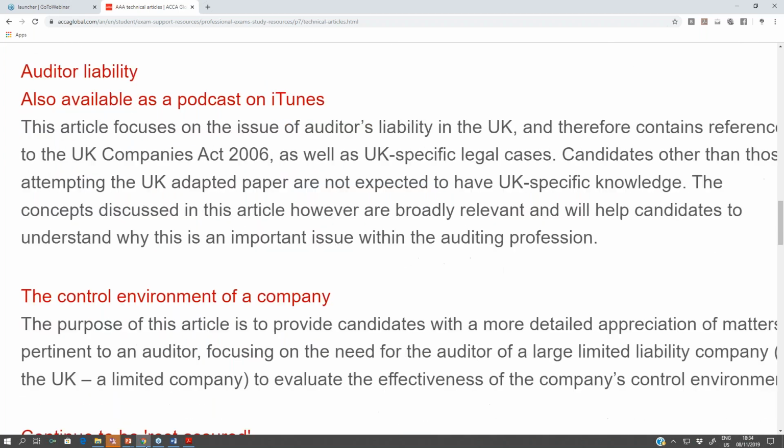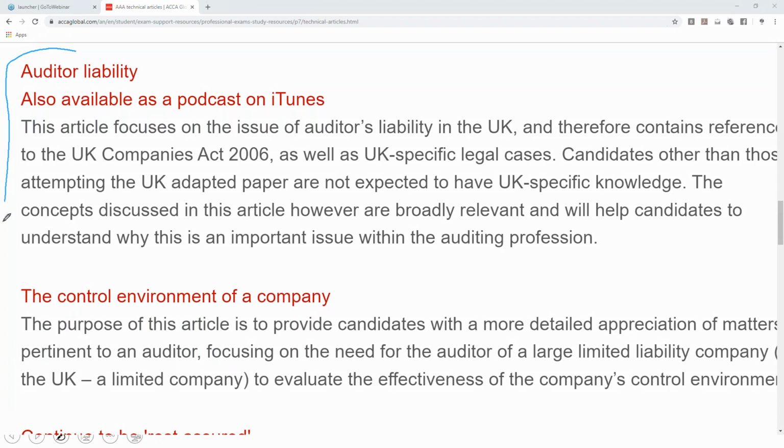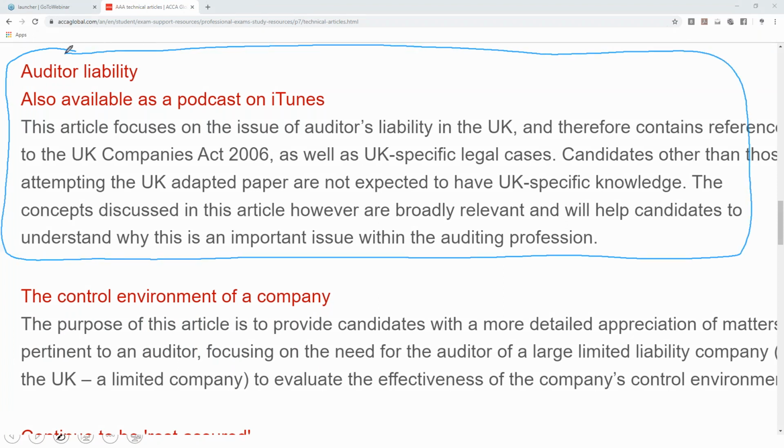Can you see that in front of your screen? An article here which is on auditor liability. It is also available as a podcast on iTunes, so it's easy for you. You can download this article, read this. You can also listen to this article. It's available as a podcast.